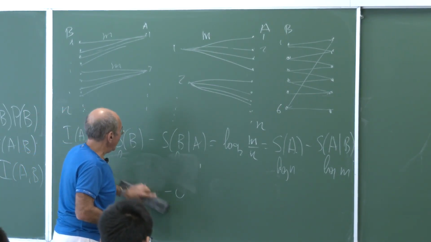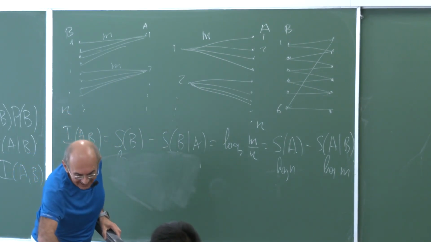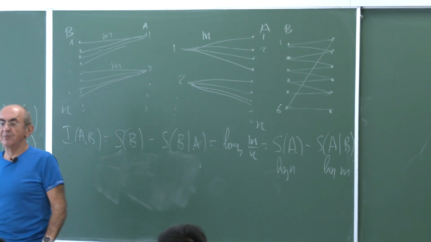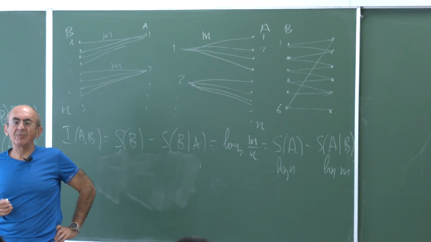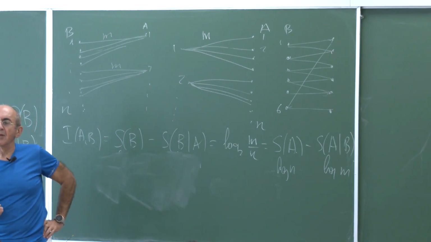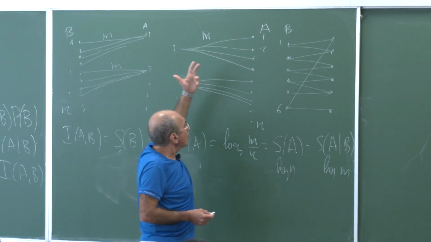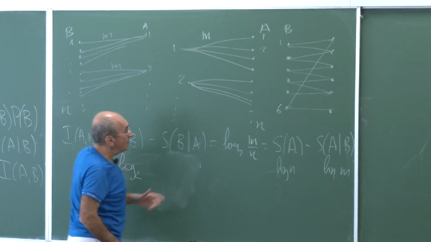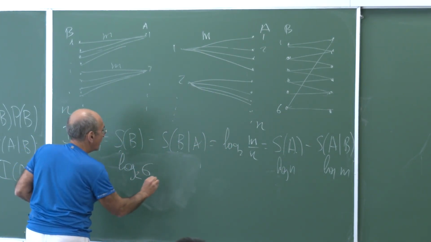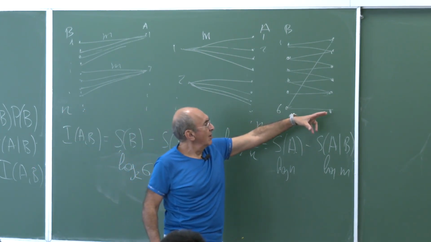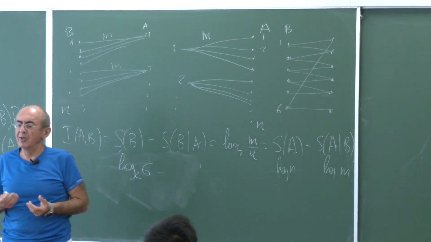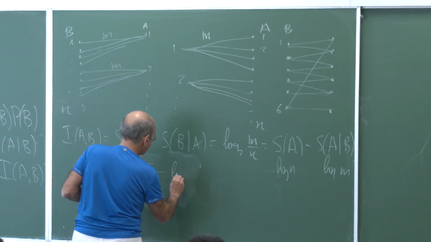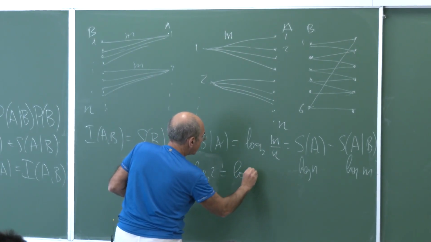Again, you know the formula, right? It's kind of not a big deal. So if I take S of B minus S of B given A, what is S of B? If I take them uniformly, then it is a logarithm of the number, which is 6, right? And then if I know A, what remains unknown about B? 2, which is minus log 2, which is log 3.